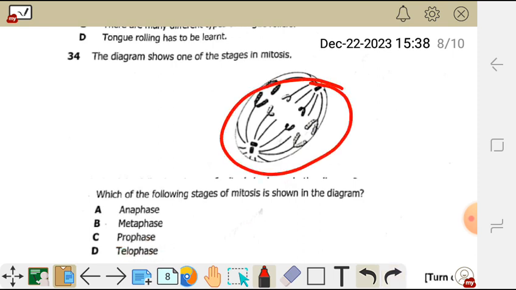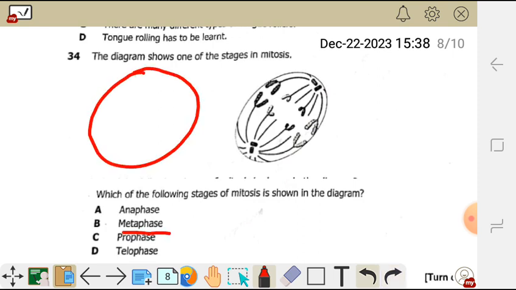So this is anaphase. In metaphase, what we are going to see is that we have the chromosomes there. These chromosomes are just attached to what we call the spindle fibers. So we have the spindle fibers attaching to the chromosomes, which are aligned at the center there. They are just attached. That is the metaphase. Then when they separate, like in this case, that is anaphase.